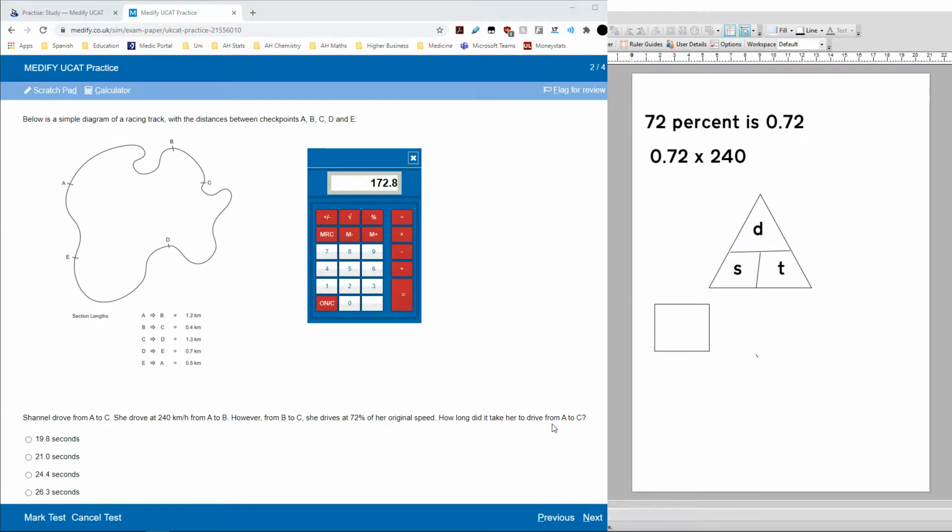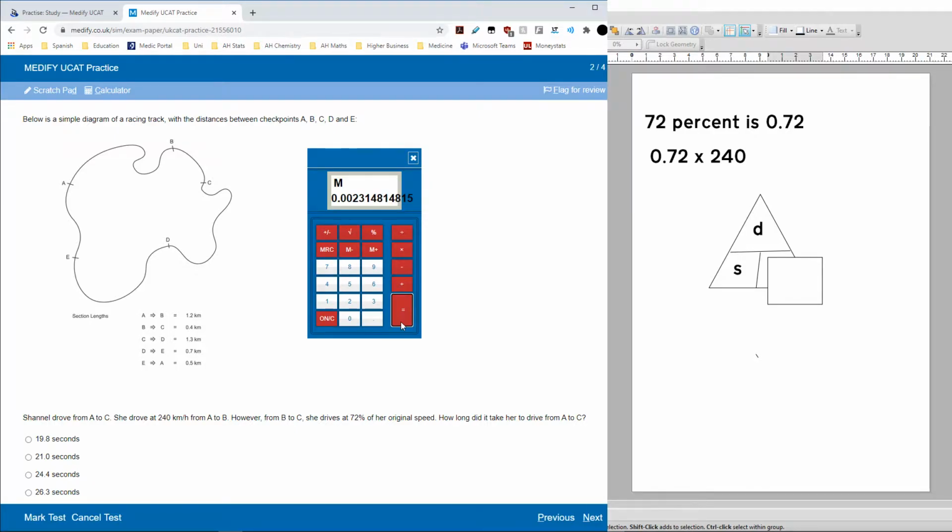Now, how long did it take her to drive from A to C? So we're trying to work out time, so that'll be distance divided by speed. Now, this is the speed, add it to memory. The distance from B to C is 0.4 kilometers, so 0.4 divided by speed, which is in memory, and that gives us the time in hours. We times that by 60 to get minutes, times it by 60 to get to seconds. That's 8.33 seconds.